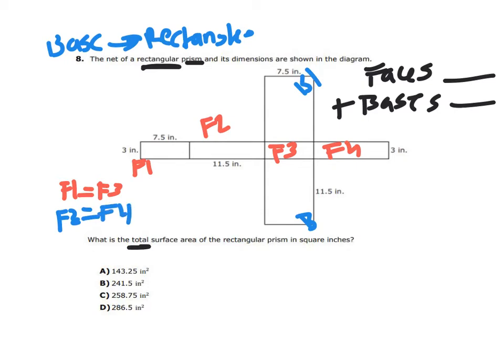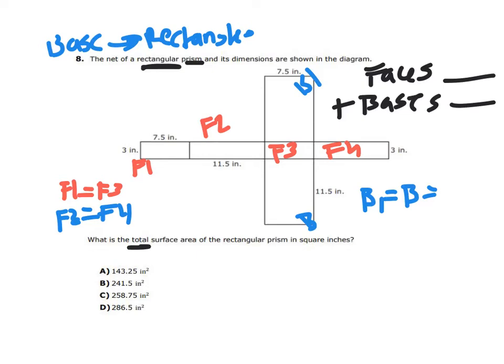So once we know the area of either face 1 or face 3, then we know the area of the other. Same thing for face 2. So for example, if I find face 2, then I know face 4. Okay? The same thing can be said about the bases, that the bases B1 is going to be equal to B2. They are also the same. All right, so let's determine what we can find first.